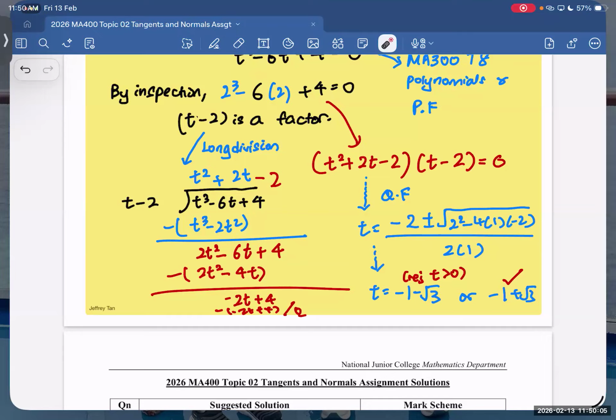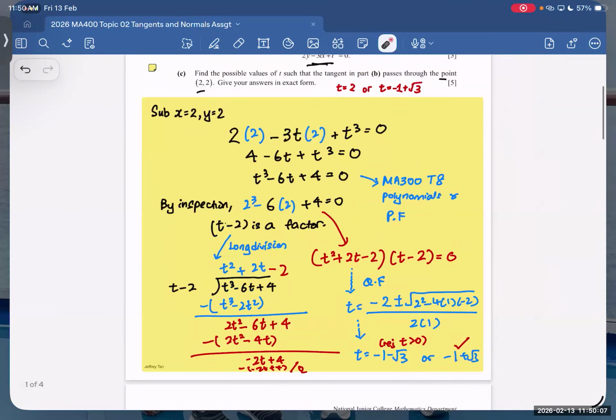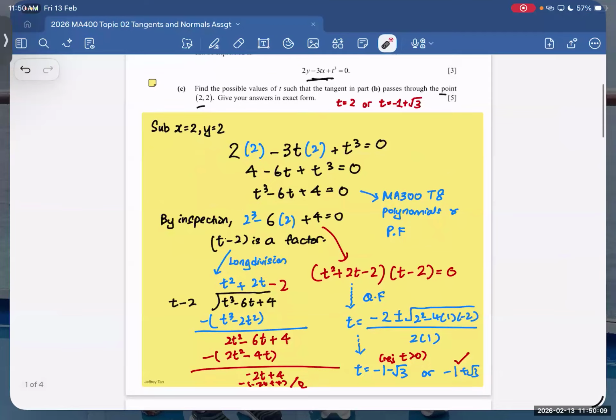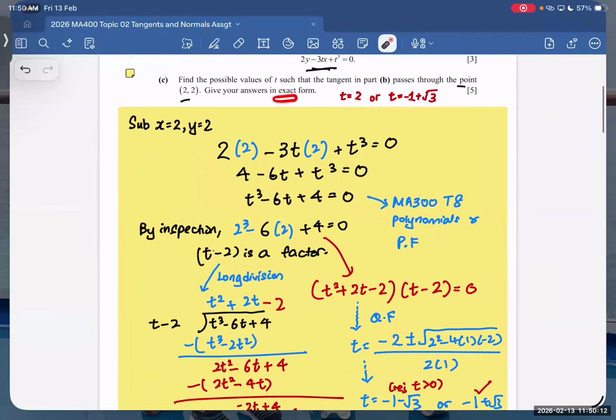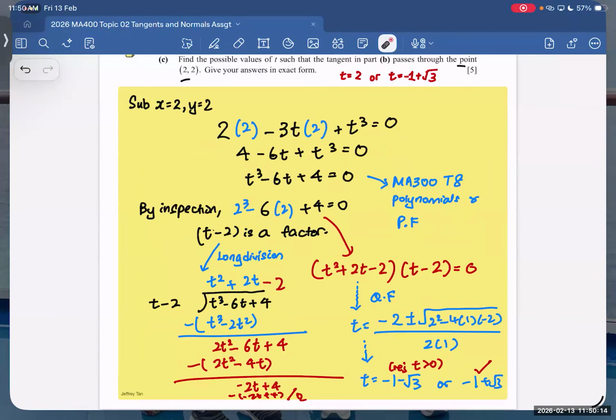Because they want it in exact form, so that's why I'll leave the answer like this. Is that okay? Is that okay?